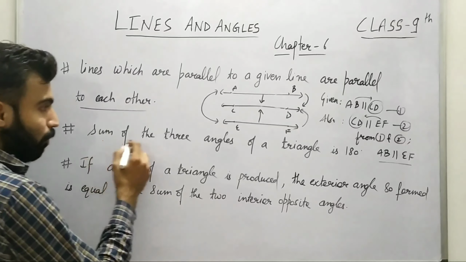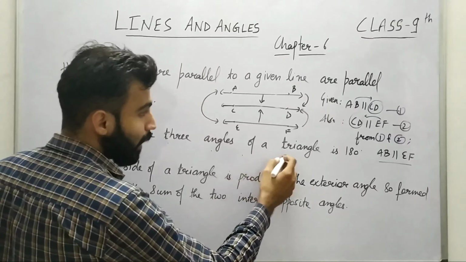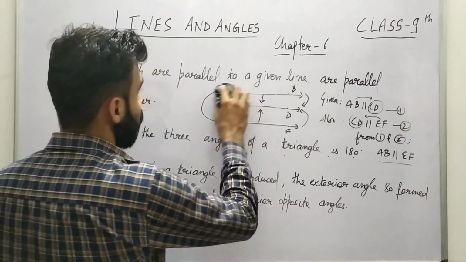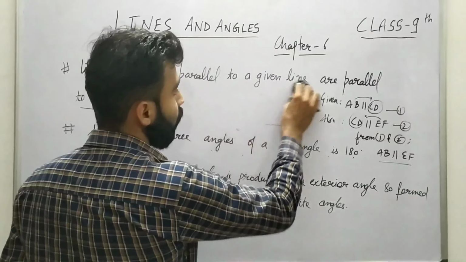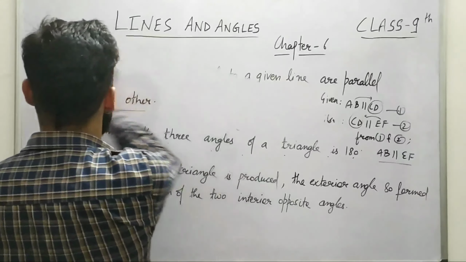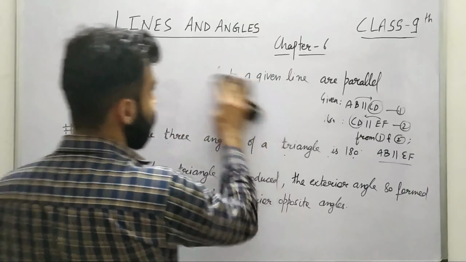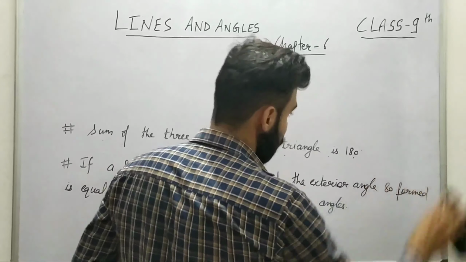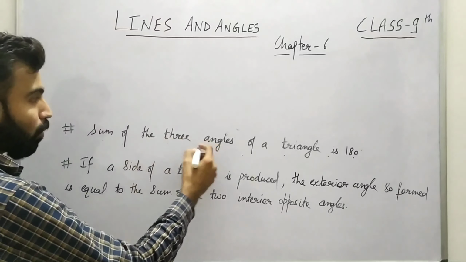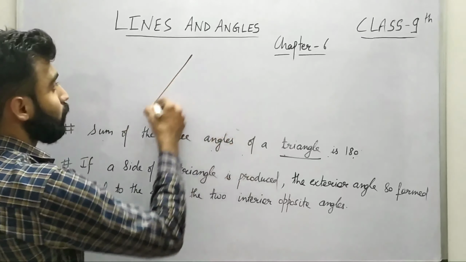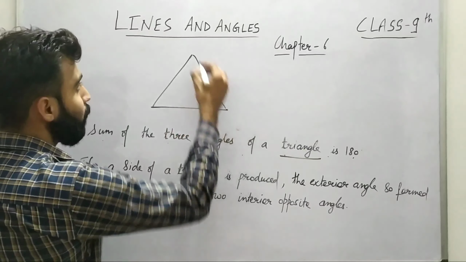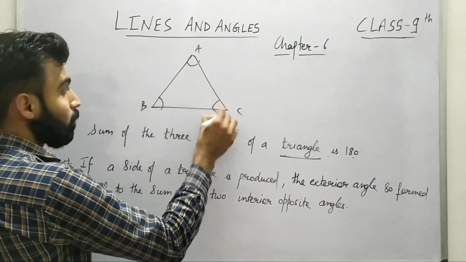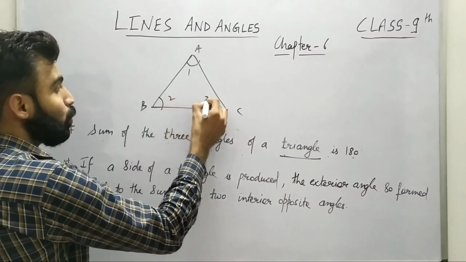Now, the sum of the three angles of a triangle is 180. So let me first rub this area, and also rub this line because we have done this. Let me just draw a triangle here first and name it A, B and C. You will see three angles here. Let me just name them 1, 2 and 3.